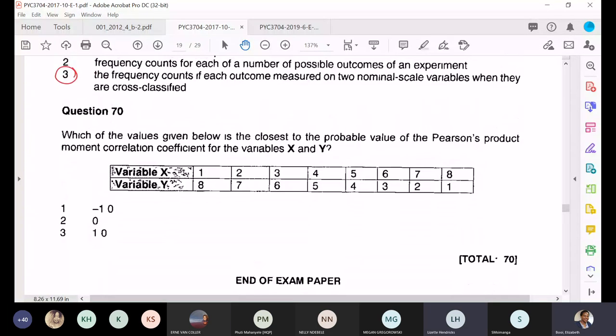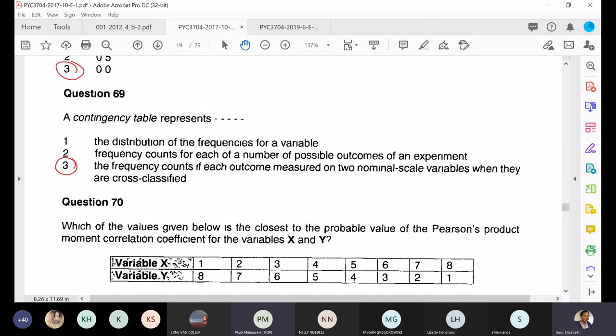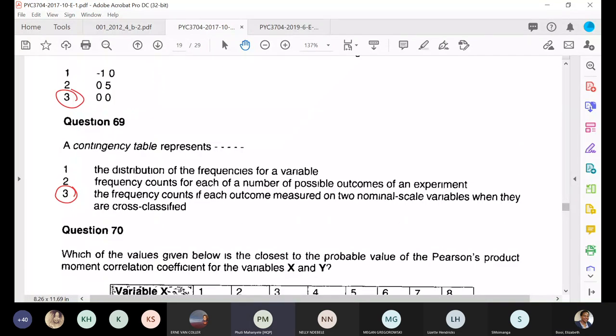End of paper. Whoa, just hold on for a sec. Yes. 69. Yes. Just trying to make sense out of that. Okay, let me help you make sense out of it.